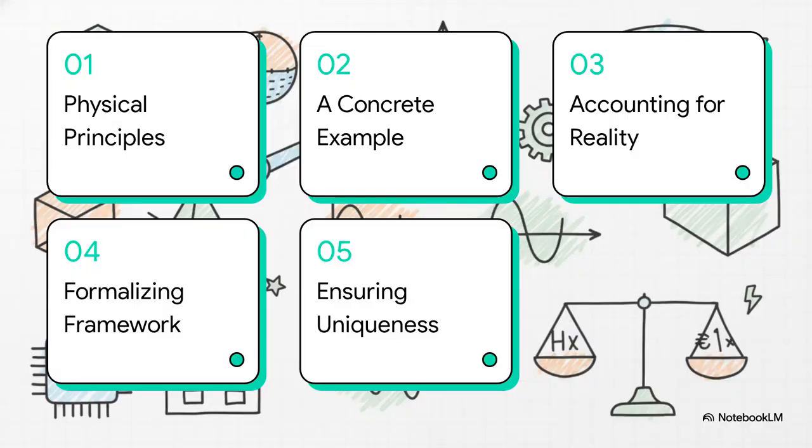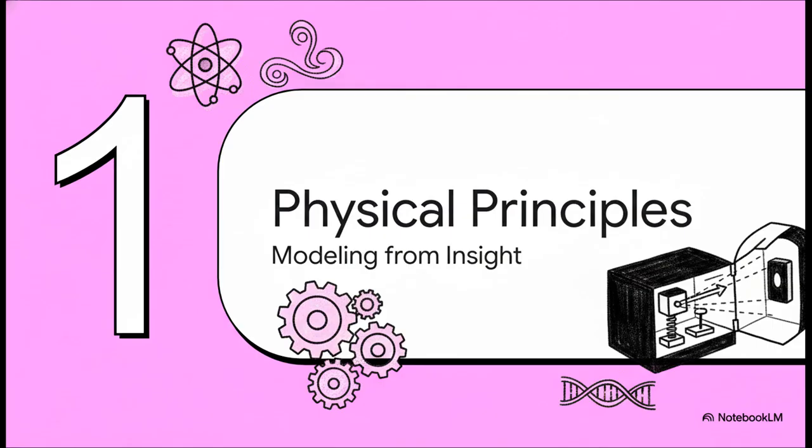All right, so here's our game plan. We're going to start with the bedrock, using real-world physics. Then we'll get real and see how these perfect models handle the messy stuff, noise. From there, we'll build out a formal way to think about our search, and we'll cap it all off by answering the big one. How do we know our model is the one true model? Let's dive in. So where do we even start?